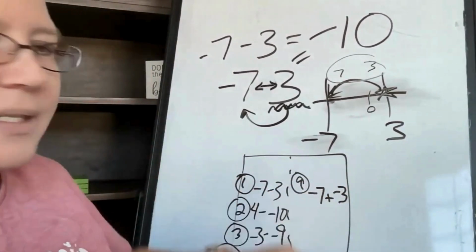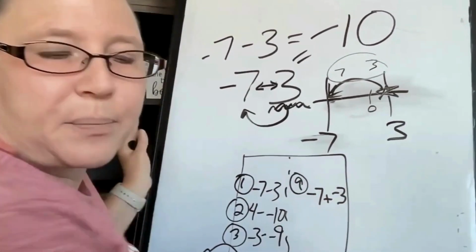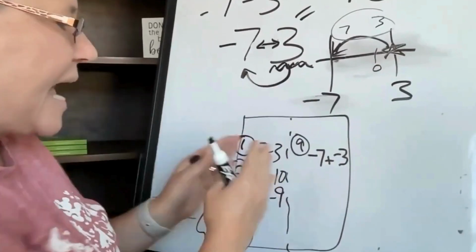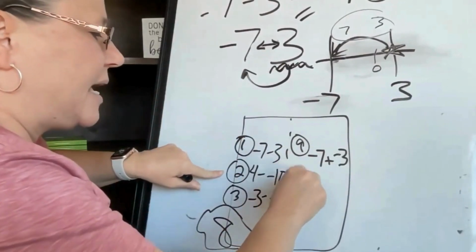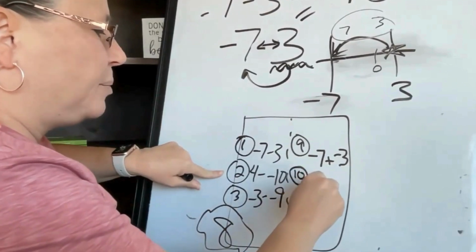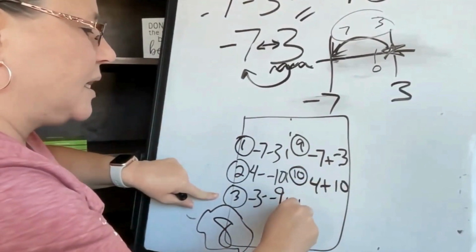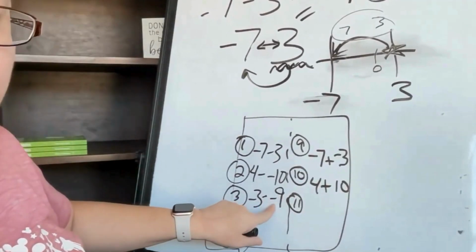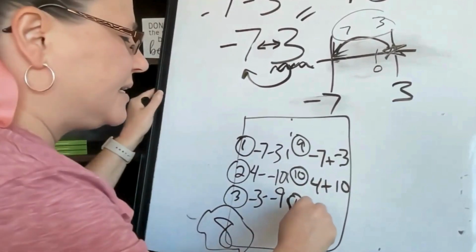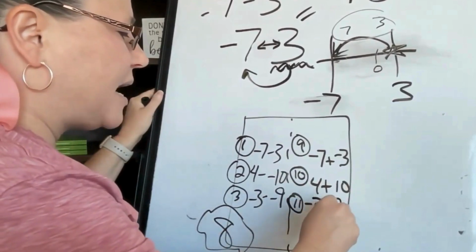I want them to just see that this is going to be a separate random problem, but it has to be in the second column across from this one. Problem number 10 is 4 plus 10. Problem number 11, see 3 was negative 3 minus negative 9. Problem number 11 is going to be negative 3 plus 9.